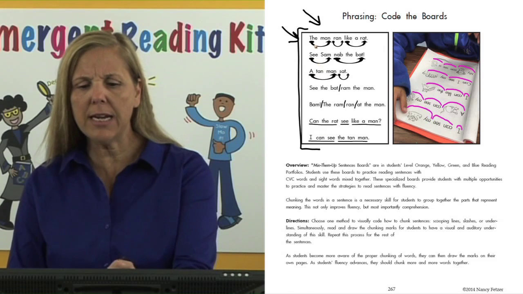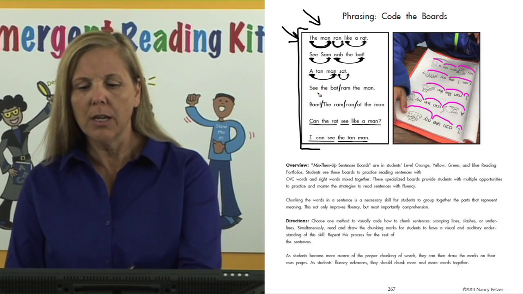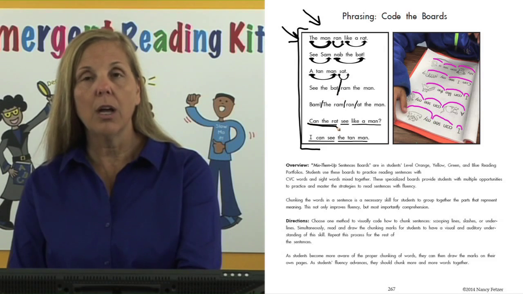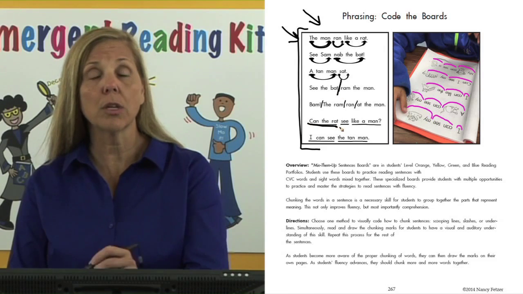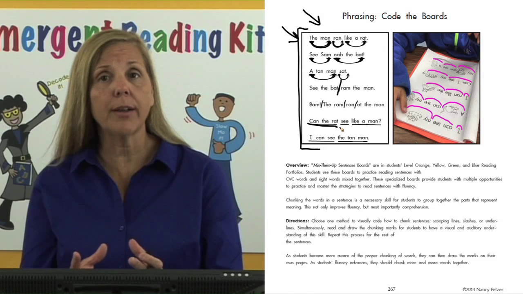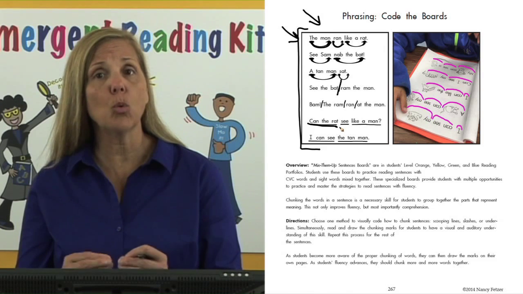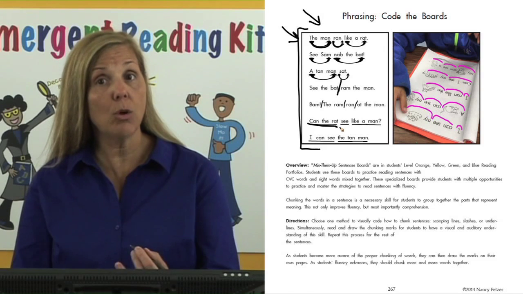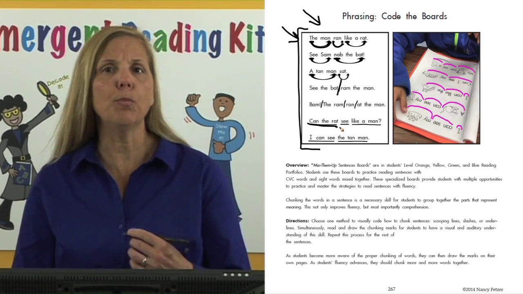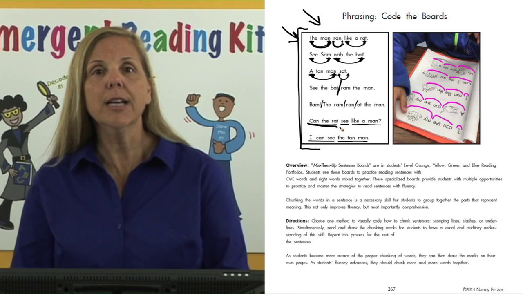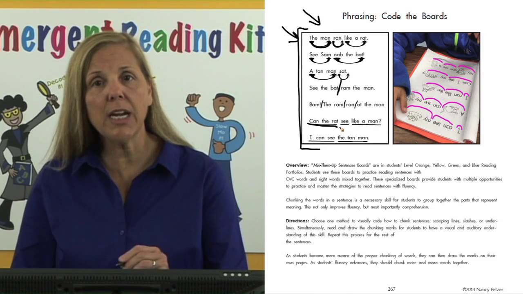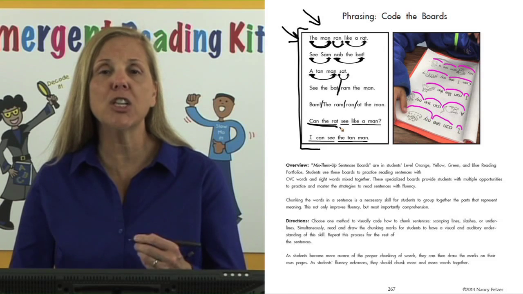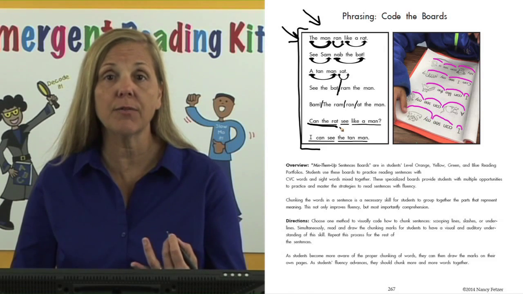Those marks could be a swooping line, they could be just a slash in between the chunks, or you can underline those chunks of words. Whatever you decide on, try to keep that consistent with your students. After choosing one method to visually code how to chunk the sentences, scooping, lines, slashes, or underlines, simultaneously read and draw the chunking marks for students to have a visual and auditory understanding of this skill.